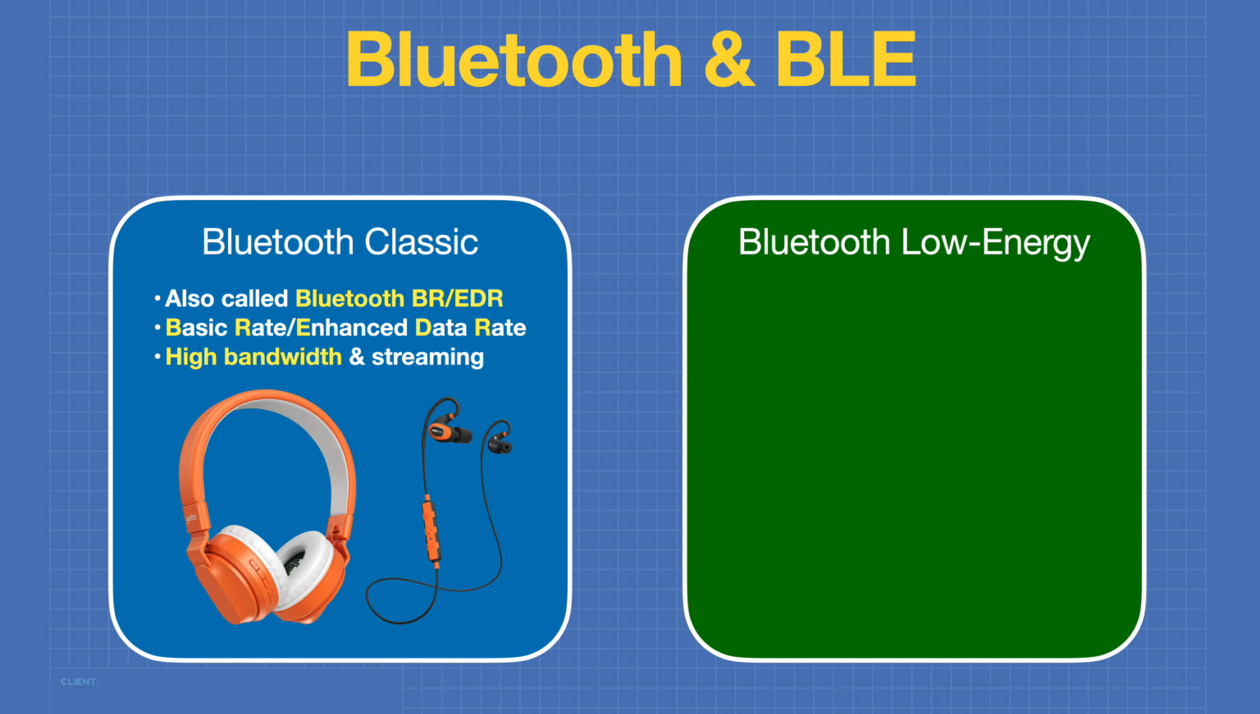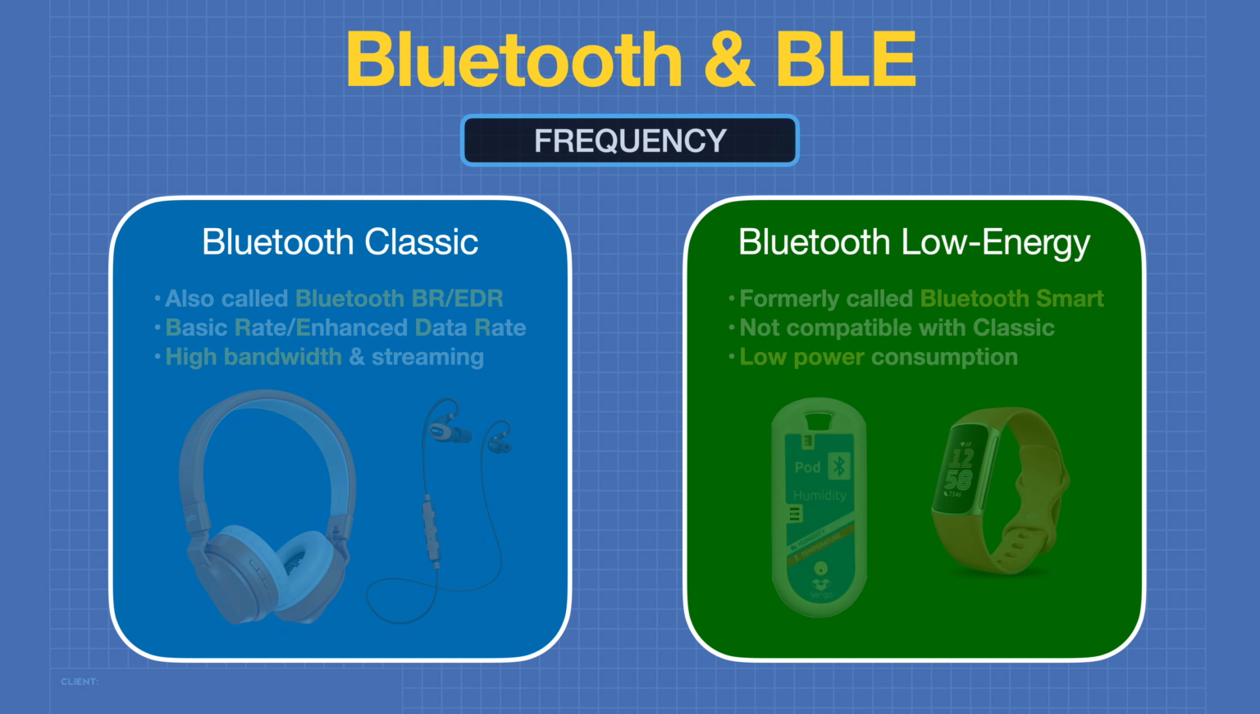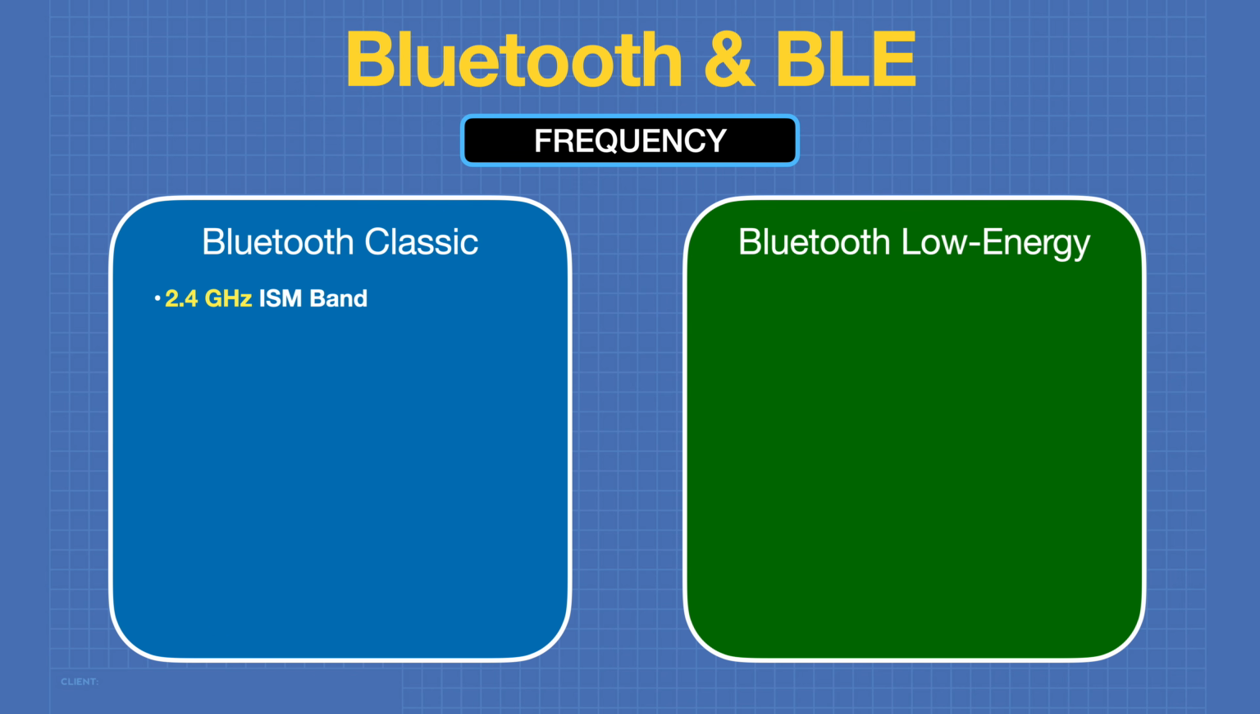The other form of Bluetooth is BLE, or Bluetooth Low Energy. This was originally called Bluetooth Smart. This is not compatible at all with Bluetooth Classic. The main advantage of BLE is its very low power consumption, making it useful for IoT devices and for wearable devices. Bluetooth Classic operates on the unlicensed 2.4 GHz industrial, scientific, medical band.